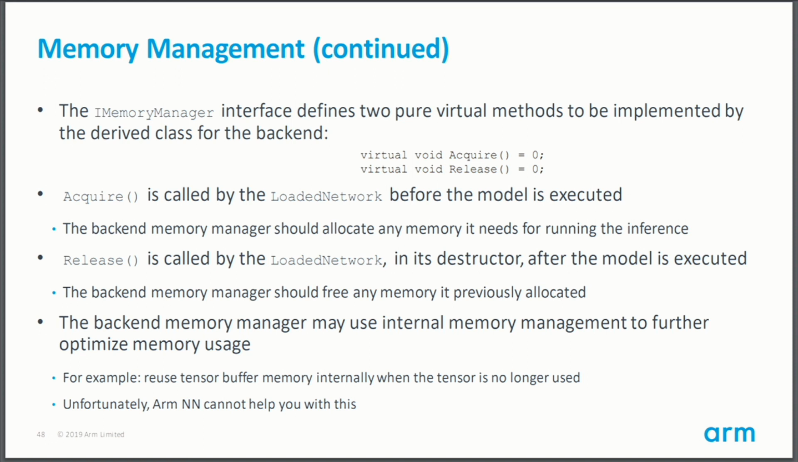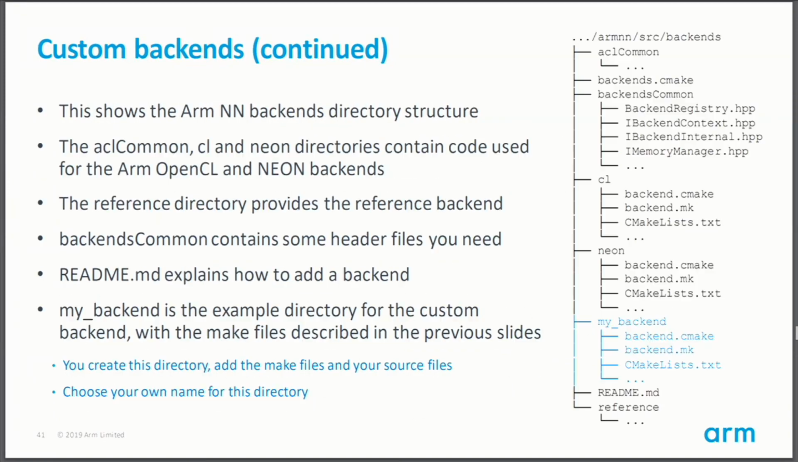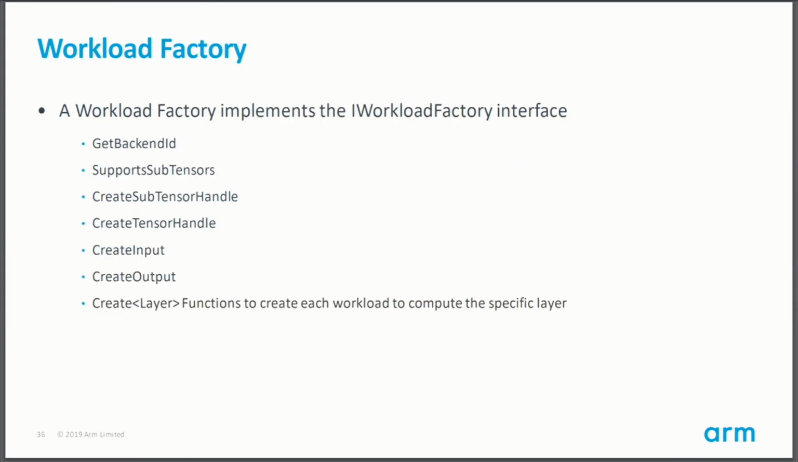When workloads are created, you have to create the tensors for them. The workload factory is responsible for creating the tensors for your internal memory handling, when we call these functions to create tensors for each layer when we create the workloads. If the memory you want to use for the tensors is internal memory within your backend, then you would do the allocation of that internally.